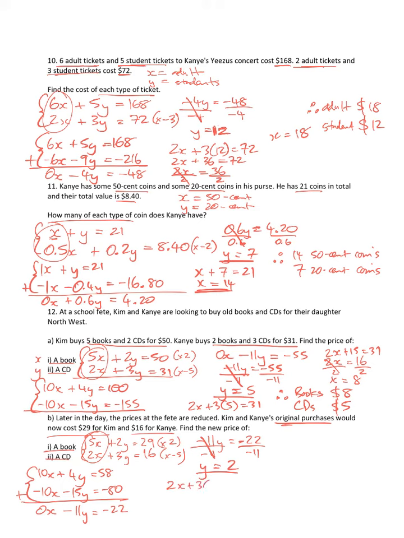You need to work out what x is. 2x plus 3 lots of y, which we know is 2, is 16. 2x plus 6 is equal to 16. Get rid of the add 6 by taking 6 from both sides. 10. Divide both sides by 2. X is going to be 10 divided by 2, 5. So therefore, books later in the day are $5. CDs are $2 now. That's that page done.